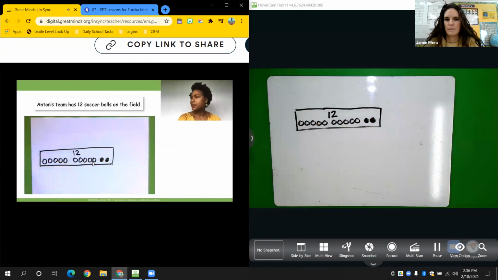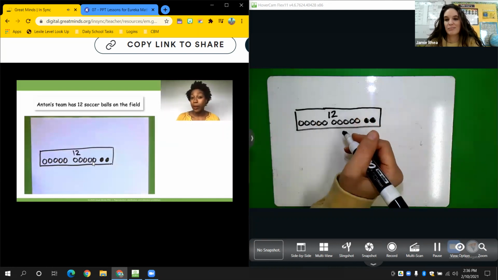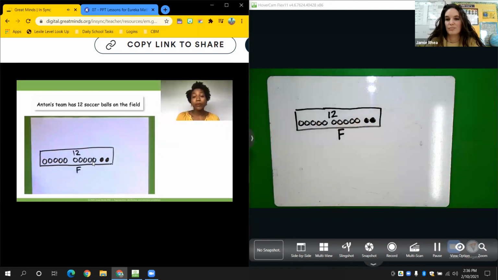Something's missing. Could these be 12 snakes? They could be 12 anything because I forgot to put a label. We need to put a label so we remember what these 12 are supposed to represent. I think I'm going to put F for fields. You can put whatever label makes sense to you, but F makes sense for me. Great. Our first part's done.